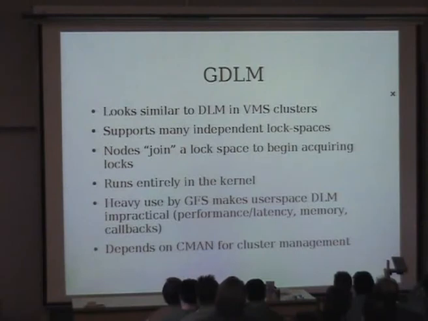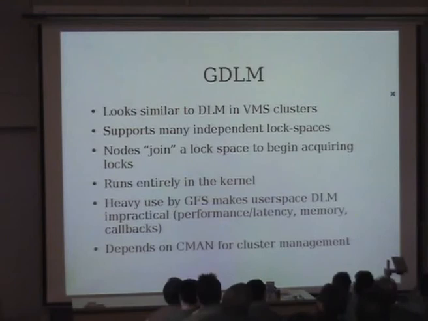Okay, so our DLM looks very similar to the DLM in other clusters, and the cluster manager is very similar too. It supports many different lock spaces, so each GFS file system can get its own lock space as it mounts, and you can acquire locks in there that may have the same name as locks in another one. So when you mount GFS or when CLVM starts running, a node joins a lock space, and once it's joined that lock space, it can start acquiring locks.